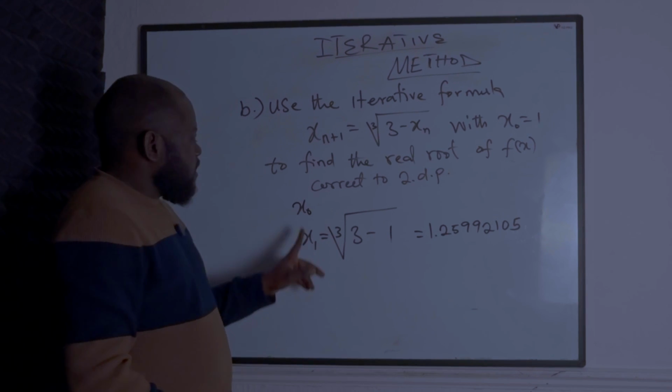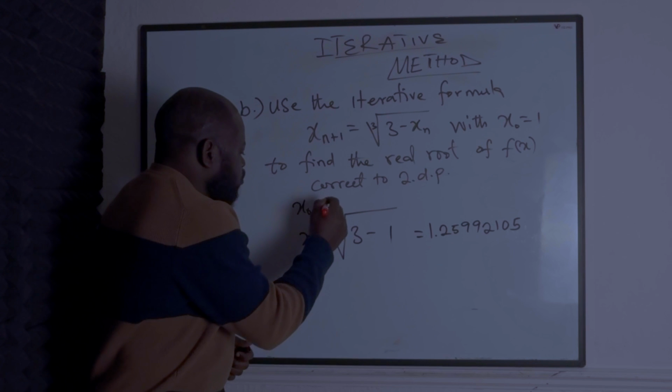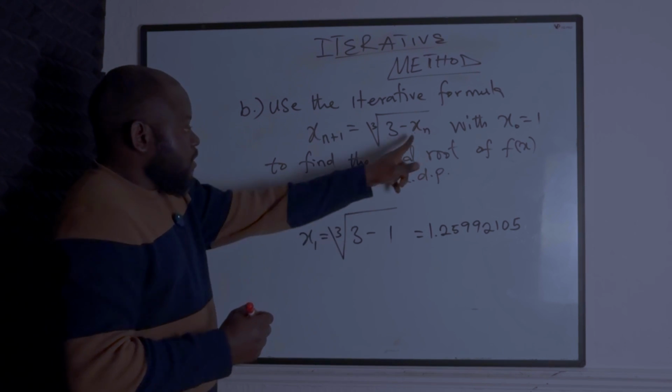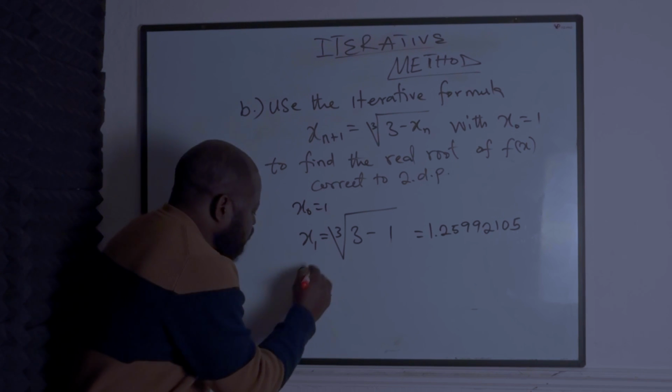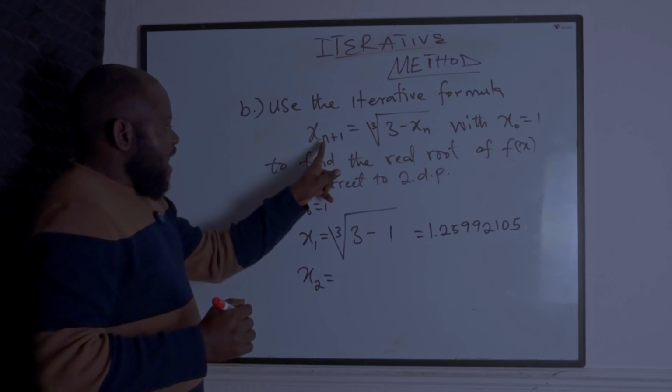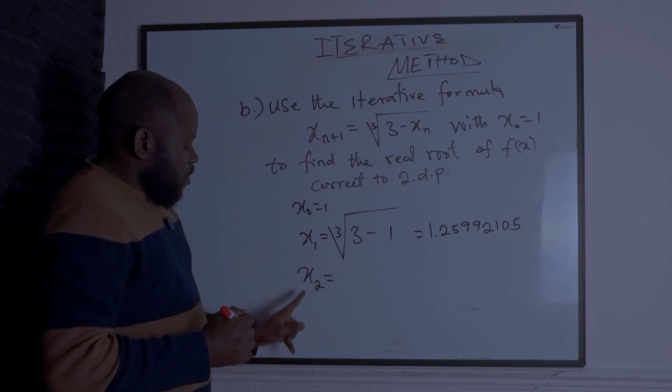Am I making sense? So since x naught is equal to 1, I will put it into this to get x1. For us to get x2, n is now 1. So 1 plus 1 is what? 2.